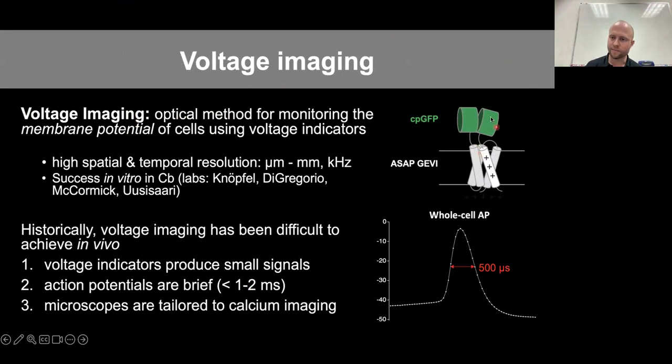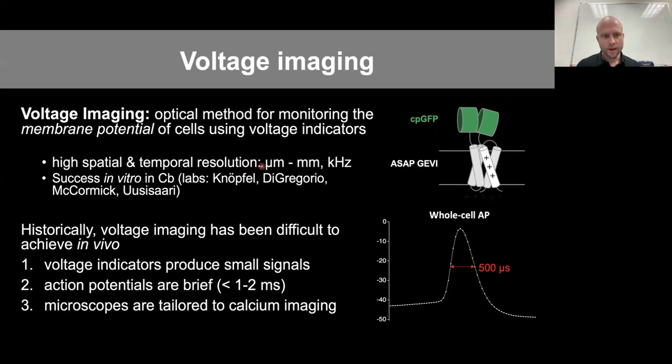I'm showing a diagram of a genetically encoded voltage indicator on the right, and how these molecules work is they have a voltage sensing domain that responds to changes in voltage across the membrane. When that happens, they change their conformation and then alter the fluorescence of a fluorescent protein that's attached to them. And as I said before, what's really great about voltage imaging is it allows you to have both high spatial and temporal resolution when you're recording. So you can look at neurons on the micron scale across millimeters of tissue at kilohertz frame rates.